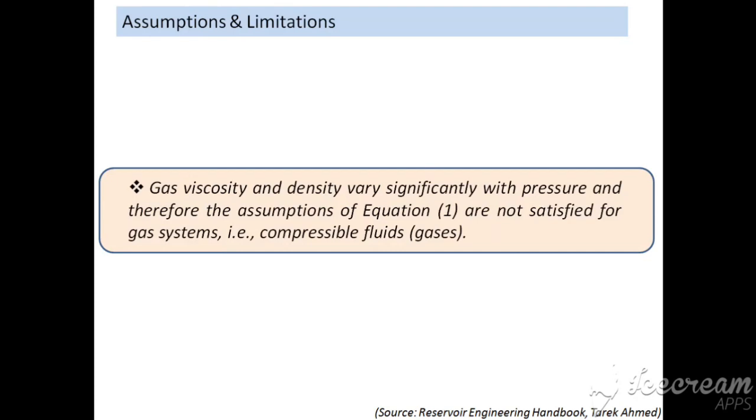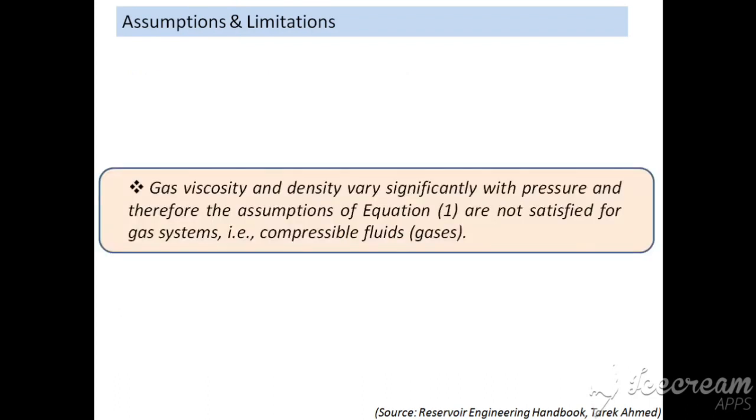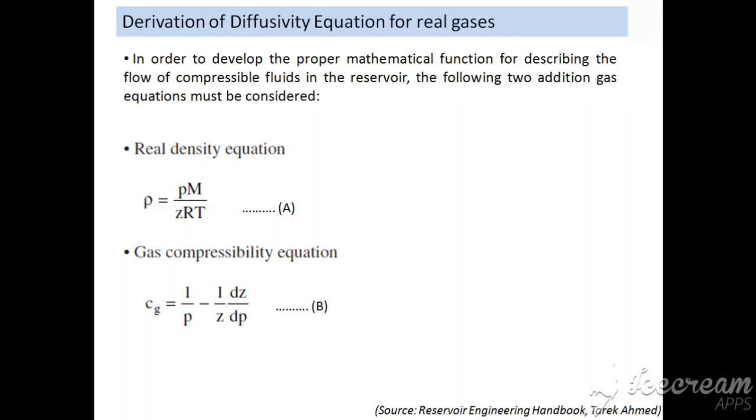Now what is the difference in assumptions that we are considering for real gases? The two properties, gas viscosity and density, will vary significantly with pressure, and therefore those last two assumptions will not be followed by real gases. That is, viscosity and density will change as the pressure changes for gases, that is, for compressible fluids. So now let us move on to the derivation of the diffusivity equation.